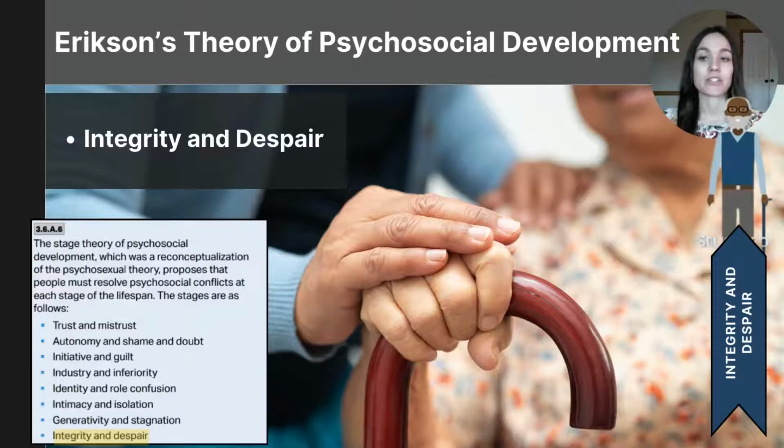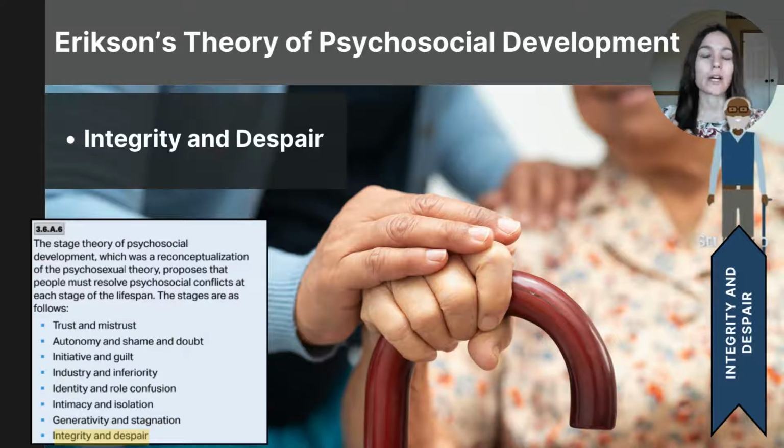The last stage is called integrity versus despair, or integrity and despair. And this happens in late adulthood, ages 65 and beyond. And this conflict involves something called integrity, which is a feeling of satisfaction or pride with the life that you lived, or a feeling of despair. So, this conflict centers on whether an older adult is reflecting on their life and they feel a sense of fulfillment and integrity, or they feel a sense of regret and despair, like they've missed opportunities or they have unfulfilled goals.